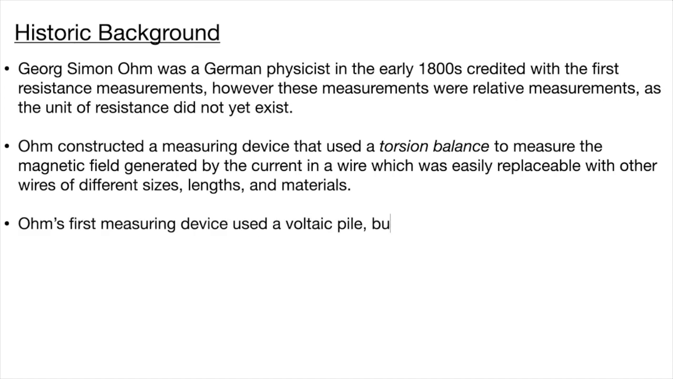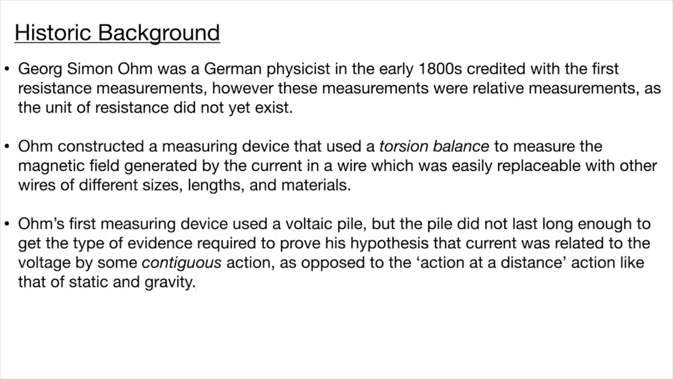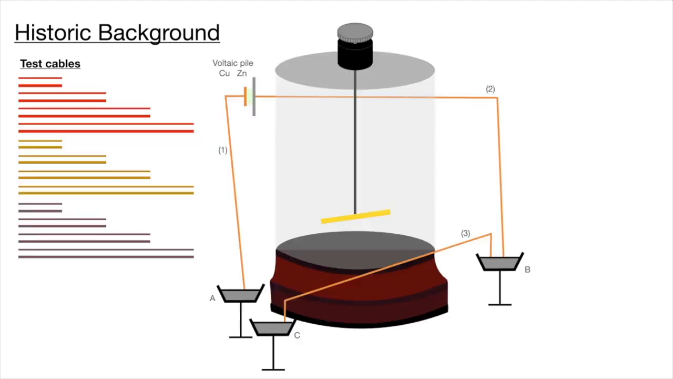Ohm's first measuring device used a Voltaic pile, but the pile did not last long enough to get the type of evidence required to prove his hypothesis that current was related to the voltage by some contiguous action, as opposed to the action at a distance action like that of static and gravity. Action at a distance is a topic we will come back to later in the series. So here's Ohm's setup. Ohm used a torsion balance that was similar to Coulomb's, which was used to discover the fundamental laws of electricity.